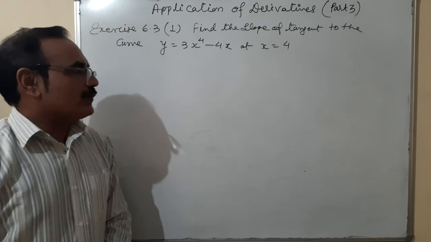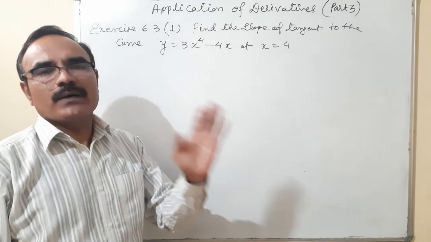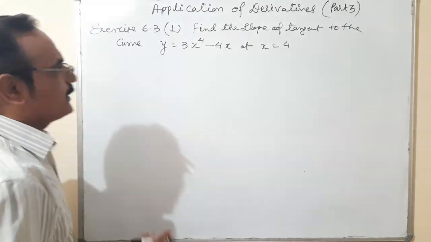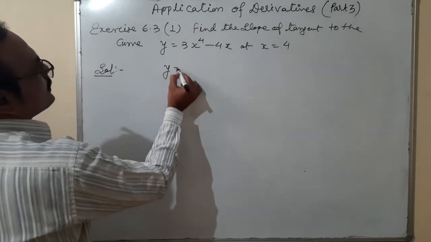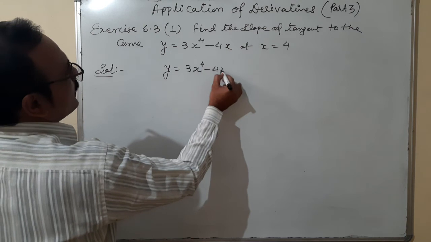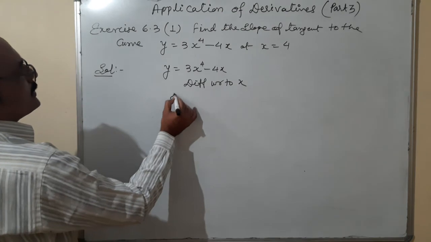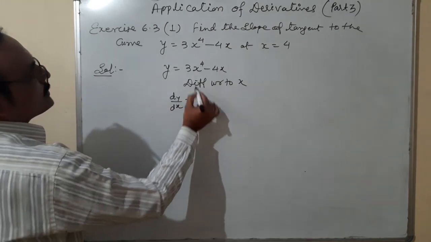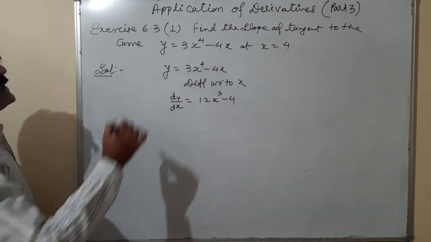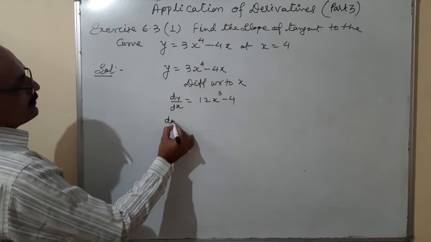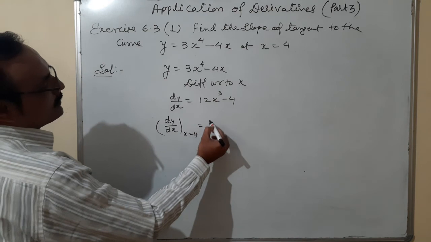What is the question? Find the slope of the tangent to the curve. Simply we are going to find the slope of the tangent, that means dy by dx we are finding. Not the equation, it is just a slope. So y is equal to 3x to the power 4 minus 4x. Differentiate with respect to x, dy by dx is equal to 12x cube minus 4. At x is equal to 4.